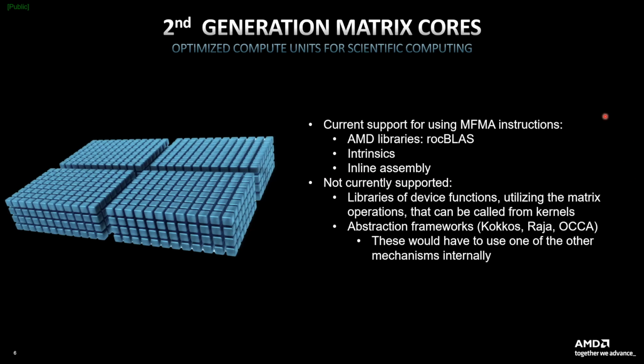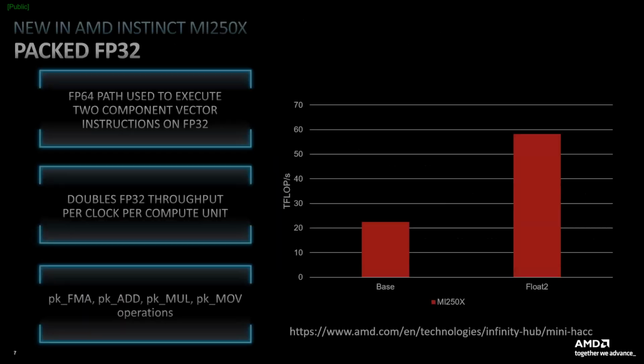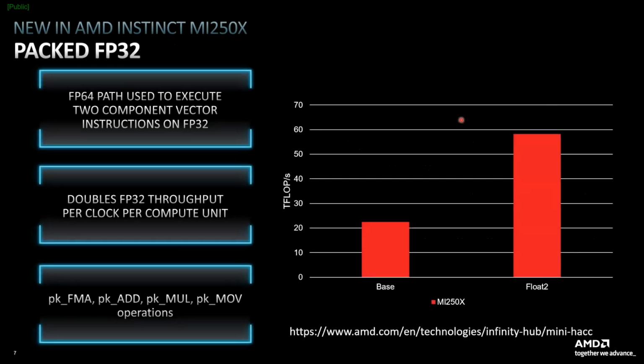And data types and applications newly support matrix FP64 and packed FP32 math, providing higher throughput. And as you can see here, what you see is an example for the miniHACC. This is an astrophysics or cosmological code. The FP64 path used to execute 2-component vector instructions on FP32. And now the packed FP32 doubles the throughput per clock per compute unit.